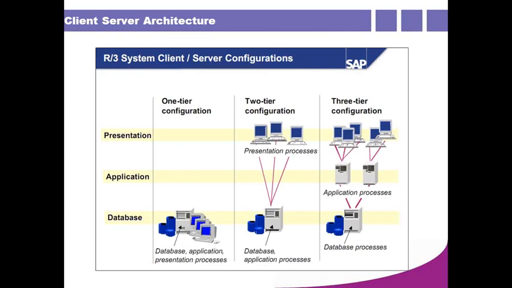But the recommended and efficient way of using these three layers is three-tier configuration. If you see the three-tier figure, the three layers are in three separate boxes: the GUI presentation layer in one box, the application layer in another, and the database in another. Each layer is installed on its own box. This is the best configuration recommended by SAP, and it gives better performance.